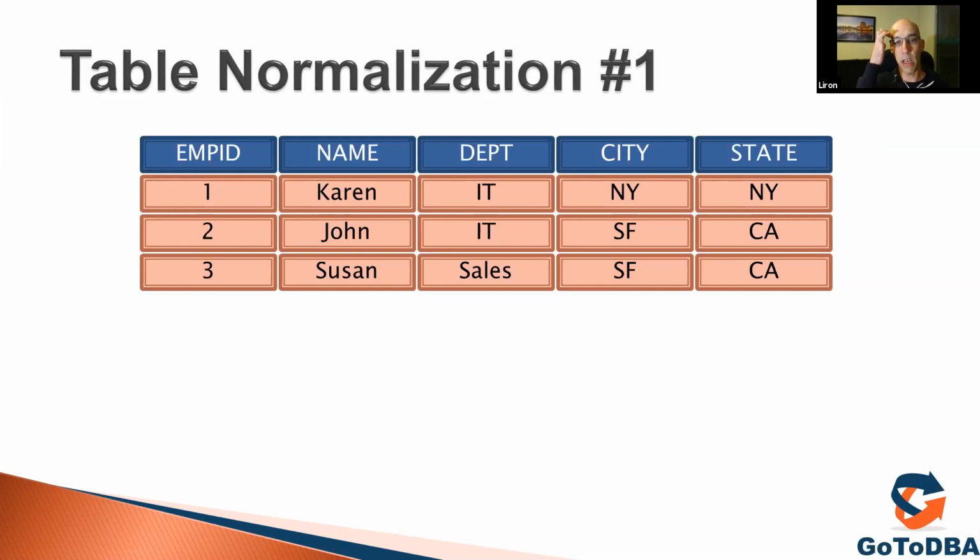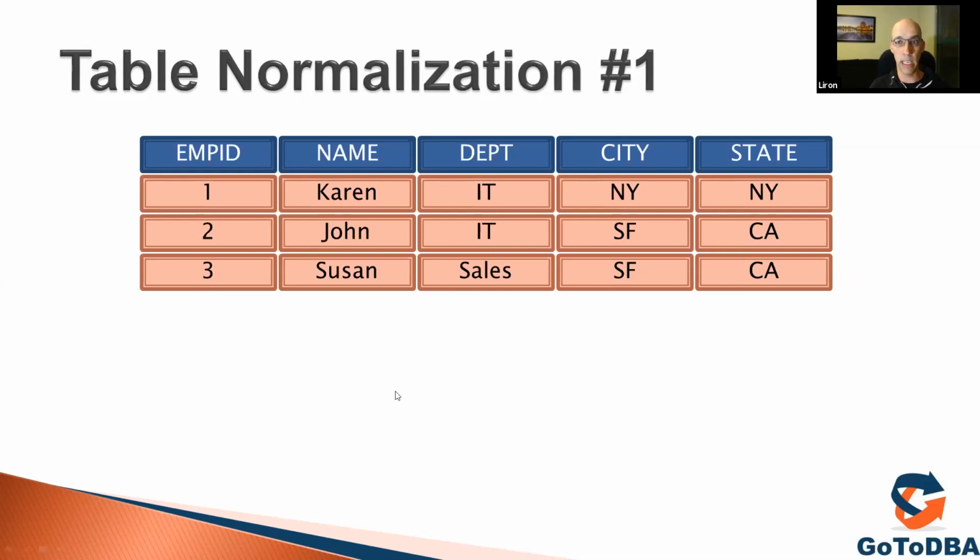So in this case, we have the employee table, with the employee ID, name, department, city and state. The concept of normalization says that entities that are different, separate entities, will be separated into different tables. So if we talk about this table, this is the employee table, and departments might be a different entity.